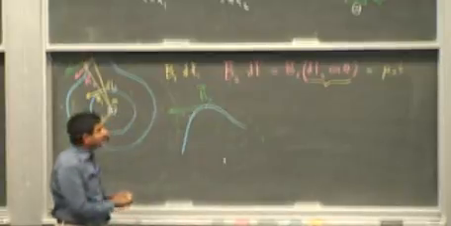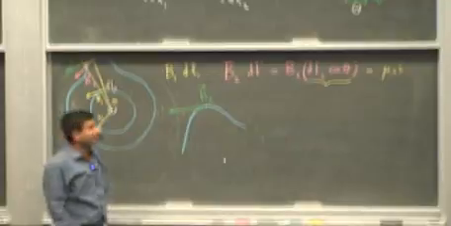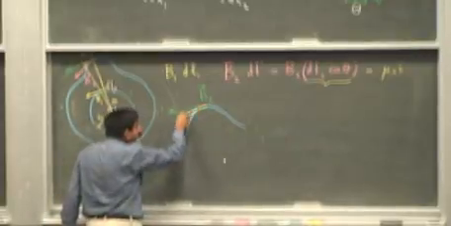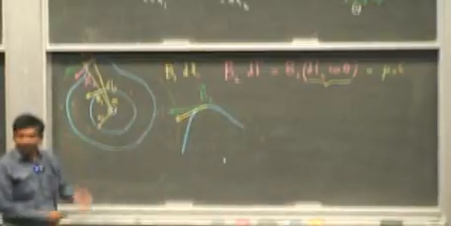Okay, but I'm moving along this path. I'm not moving along the circular path. So my dl vector is tangent to the path. So this is dl2.